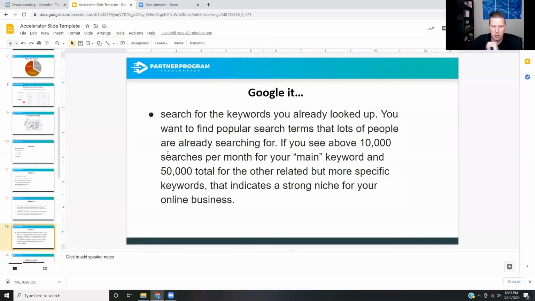So there you go with Google. Search for the keywords you already looked up. You want to find a popular search term or niche or business that people are looking for. If it has businesses nationwide, if it has international juice, all of that, that's what you're looking for.